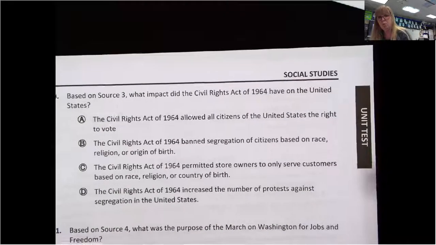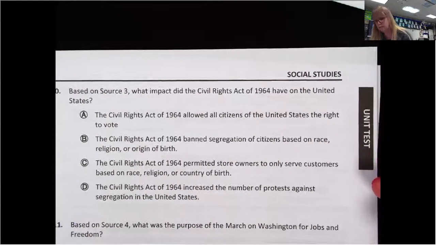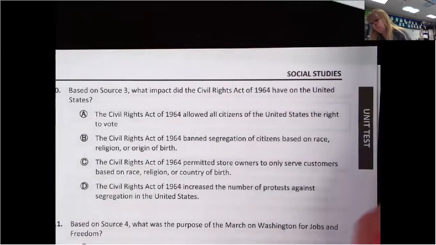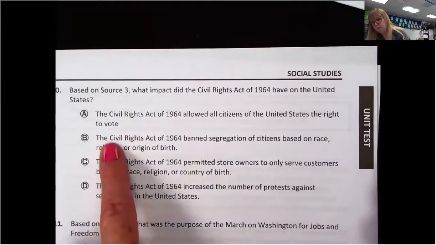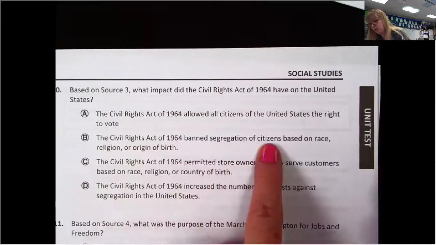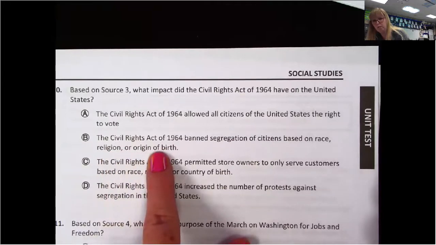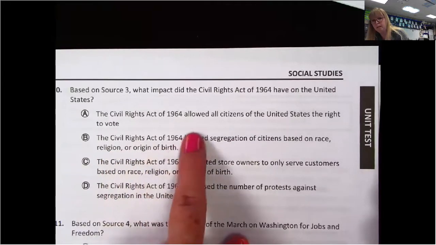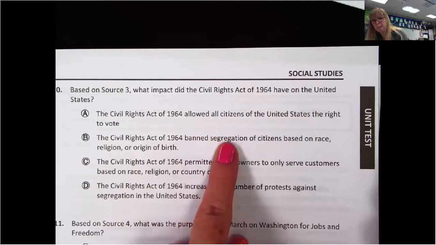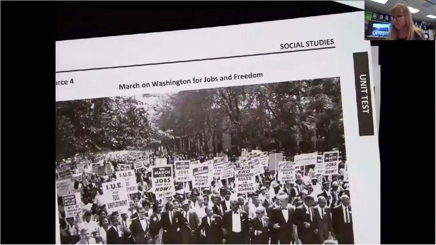Based on source three, what impact did the Civil Rights Act of 1964 have on the United States? It's B. The Civil Rights Act of 1964 banned segregation of citizens based on race, religion, or origin of birth. Okay, it banned segregation. All right. And the next one asks about source four.